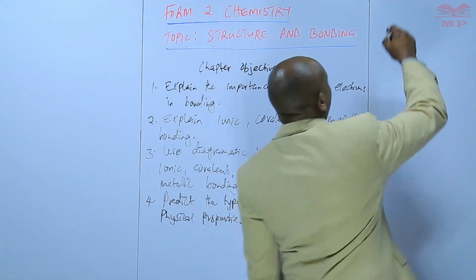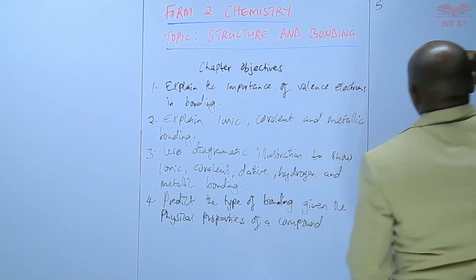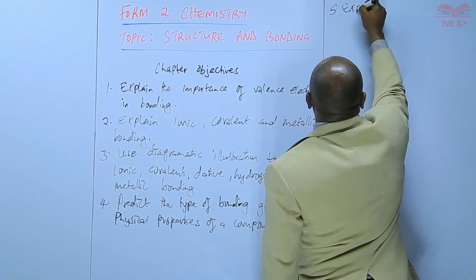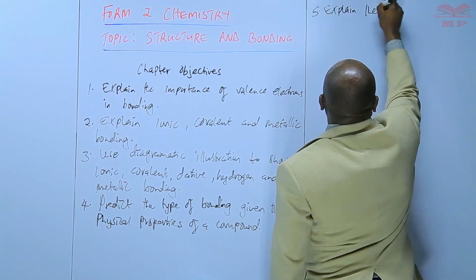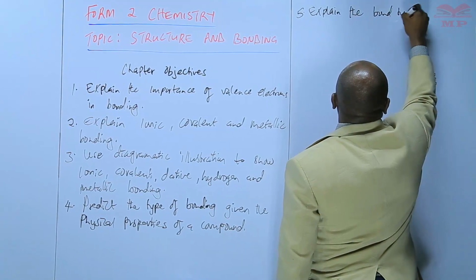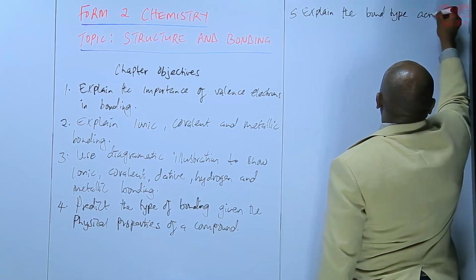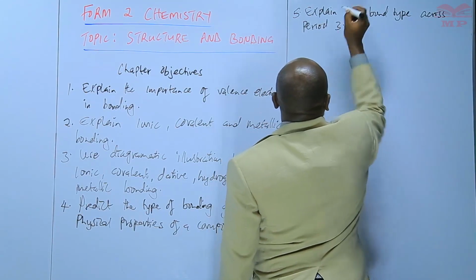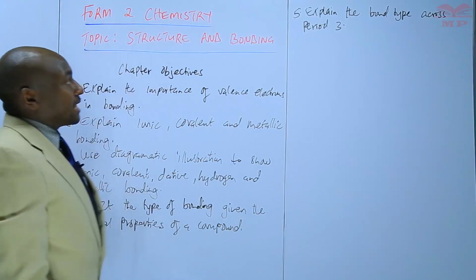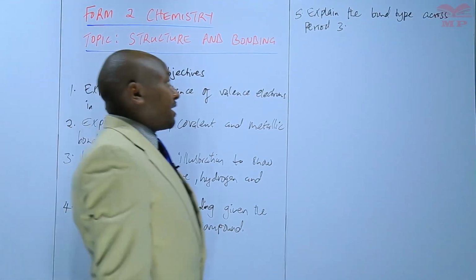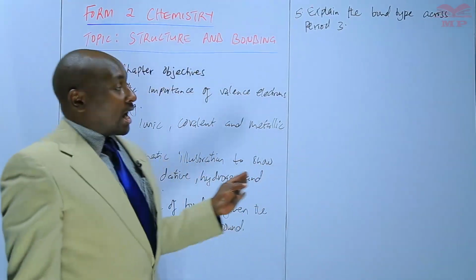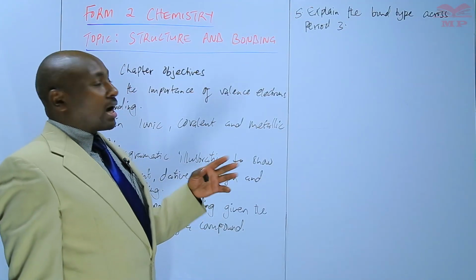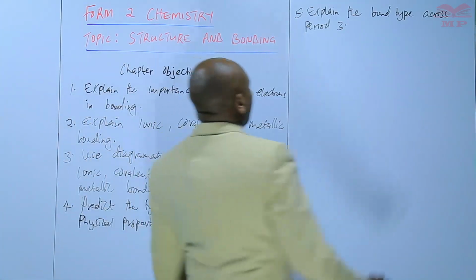Also, as another objective, we should be able to explain the bond type across period 3. So we'll be able to explain the bond type across period 3. The various elements we have in period 3, how do they bond, or what are their bonding types?